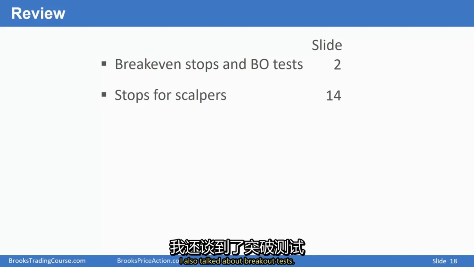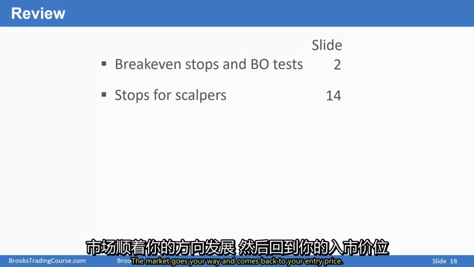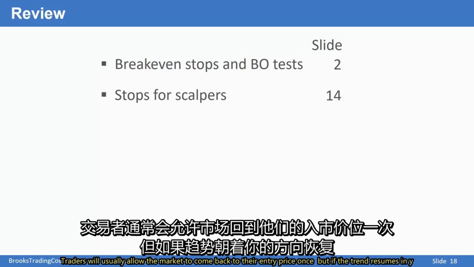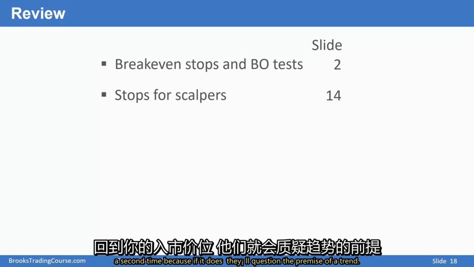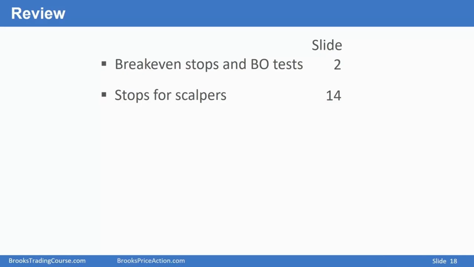I also talked about breakout tests. The market goes your way and comes back to your entry price. Traders will usually allow the market to come back to their entry price once, but if the trend resumes in your direction, they do not want it to come back to your entry price a second time, because if it does, they'll question the premise of a trend.